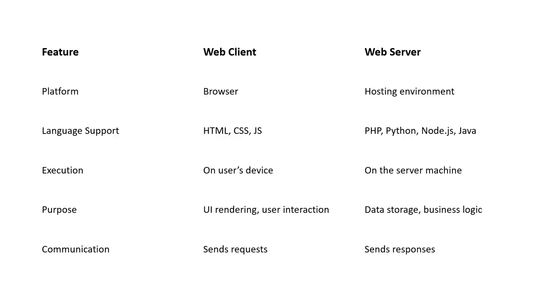So, platform: for web client, browser; for web server, hosting environment. Language support: for web client, HTML, CSS, JS; for web server, PHP, Python, Node.js, Java. Execution: for web client, it is on the user device; for web server, it is on the server machine. The purpose of the web client is UI rendering and user interaction. Next, for web server it is data storage and business logic. Communication: the web client side sends requests, and the web server side sends responses.